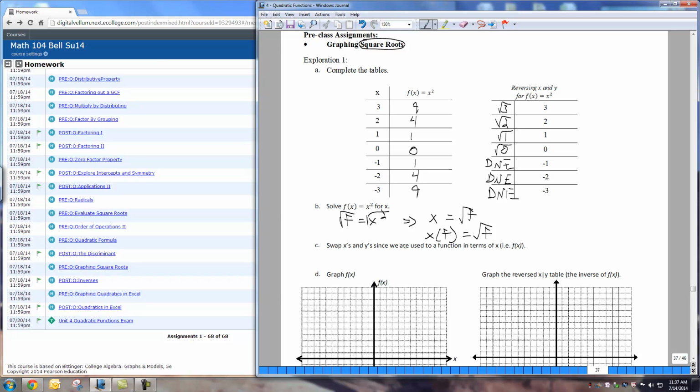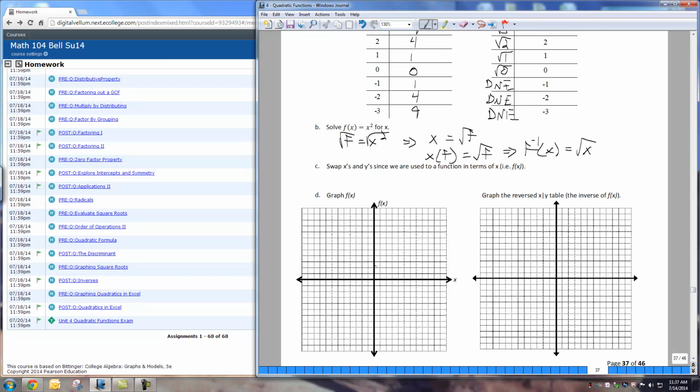Swap x's and y's since we are used to functions in terms of x, so that implies that f of x equals the square root of x. And then the inverse notation is this negative 1 power. So if f of x is x squared, f inverse is the square root of x.